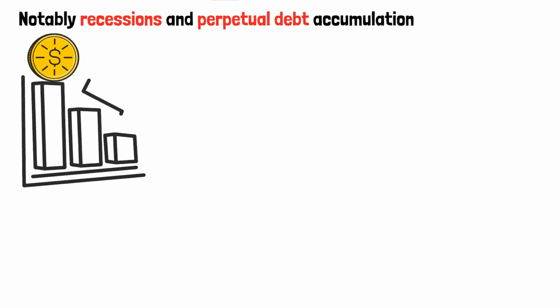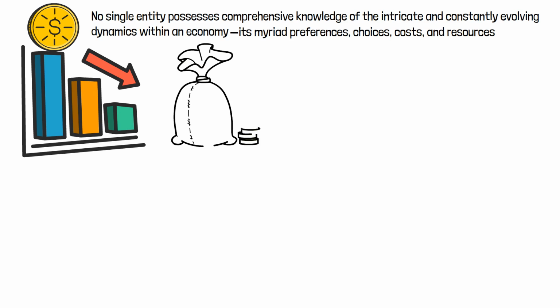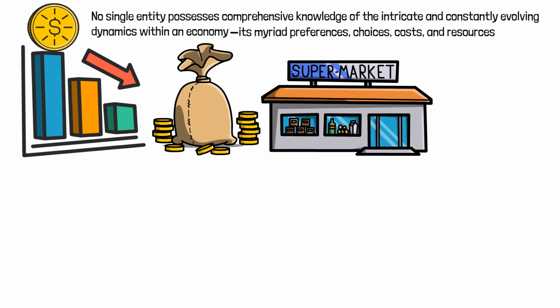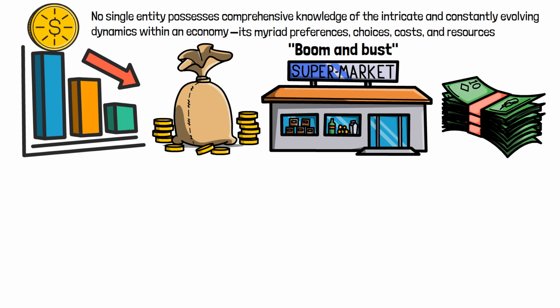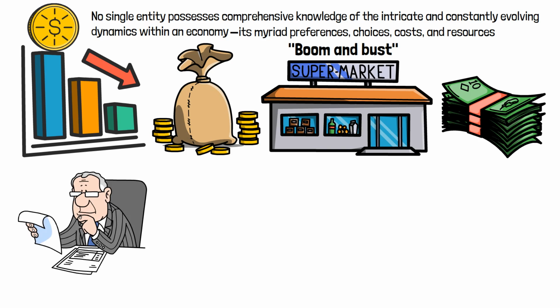Beginning with recessions, government intervention in the market assumes a central planning role. However, no single entity possesses comprehensive knowledge of the intricate and constantly evolving dynamics within an economy, its myriad preferences, choices, costs, and resources. Consequently, governmental manipulation of the money supply distorts markets, particularly capital markets, fueling a cycle of boom and bust. During the upswing, artificially inflated money misleads investors into overestimating their purchasing power, leading to a speculative bubble that inevitably bursts, plunging the economy into recession.